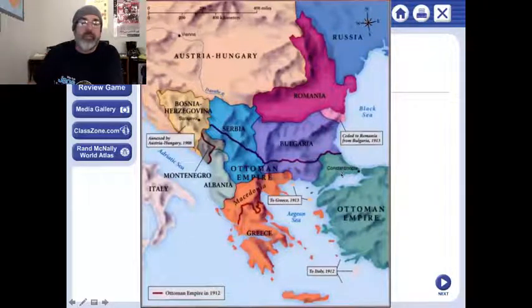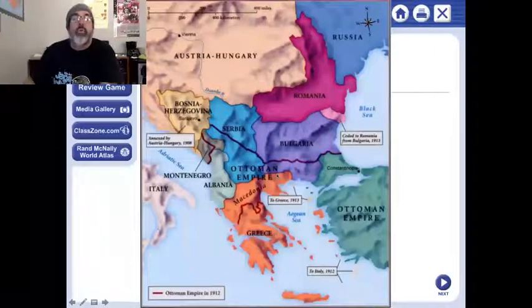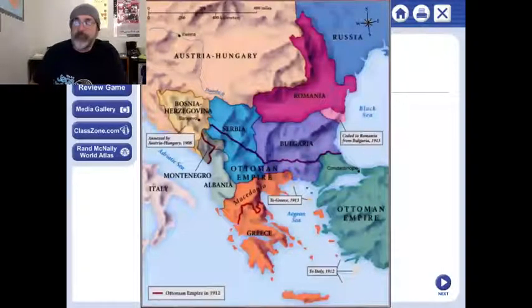And the Ottomans, which is a Muslim empire that had been ruling this area for centuries, their empire is slowly breaking up and losing power from inside. And so it's going to retreat, it's going to shrink, and every time it shrinks, the people that used to be in the empire want to have their own country.